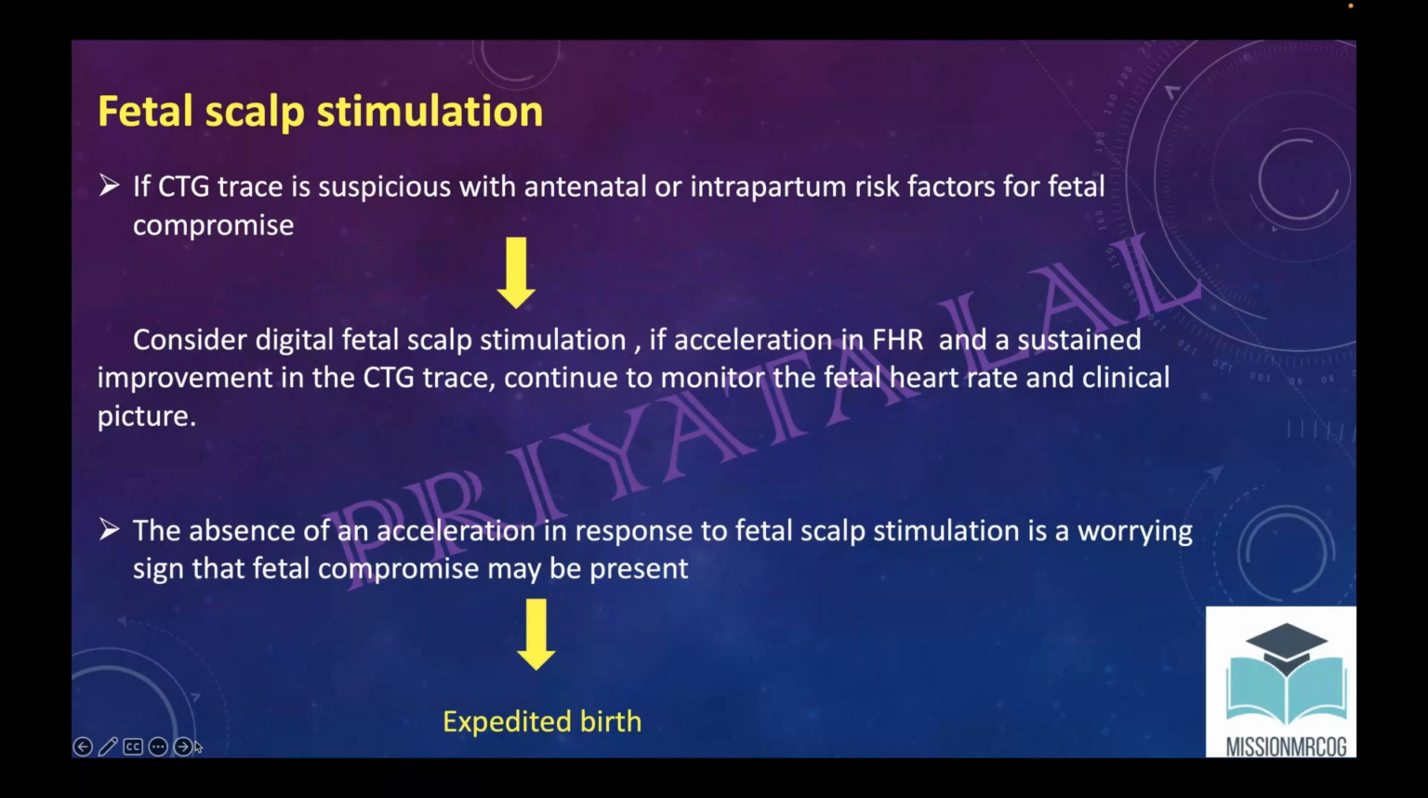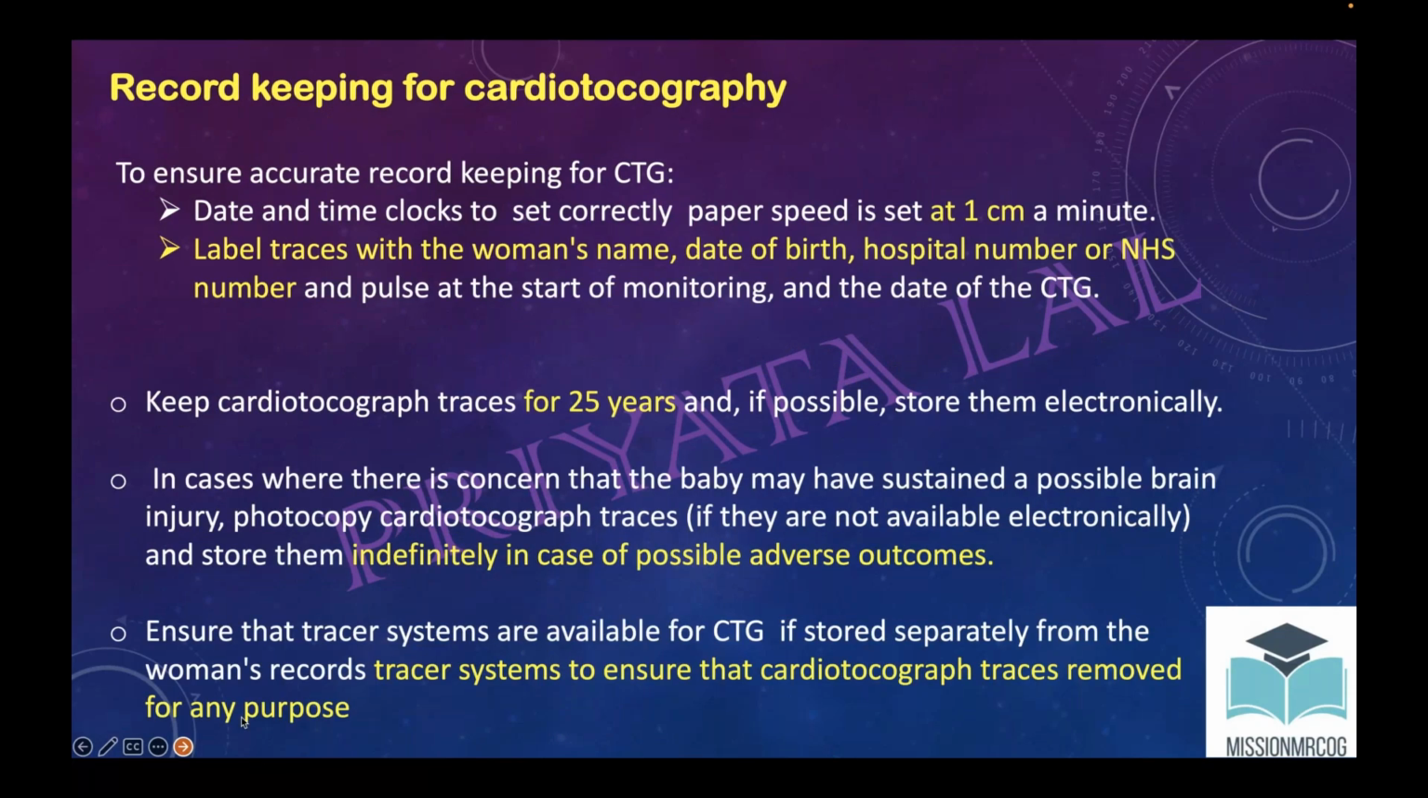Now, what about record keeping? A few things you should know, though they will not come as a question. Time and date should be set. Paper speed is 1 centimeter per minute. You might have seen I showed you the CTG and the paper speed was 1 centimeter per minute. In CTG traces, labeling of the patient name, date of birth and NHS number is to be done.